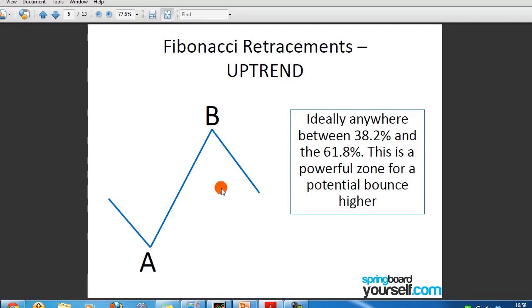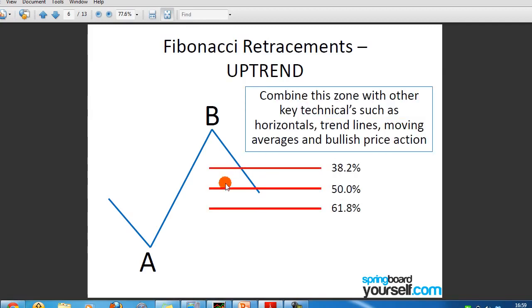Now, I don't really have a preference in terms of the numbers that I use, or a favourite in terms of the Fibonacci level I prefer. I just treat it as a zone where I want to see the market pull back into, and then I'm going to look for other confluences or other clues that suggest the market wants to move higher. So anywhere between the 38% and the 61.8 is an ideal zone.